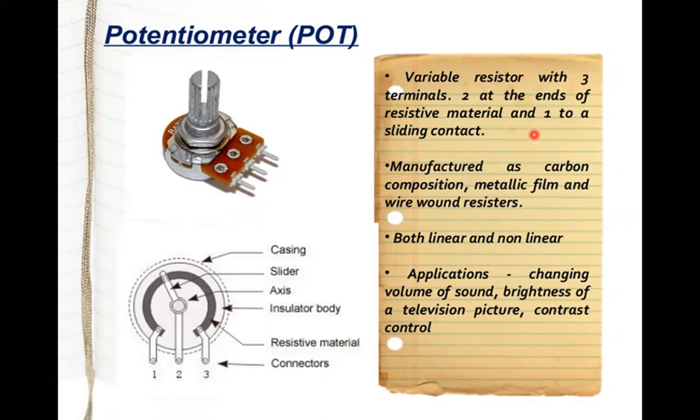Manufactured as carbon composition, metallic film and wire-wound resistors. It can be made up of all these 3 types, both linear as well as non-linear. Applications can be changing the volume of sound, brightness of television pictures, contrast control, etc.